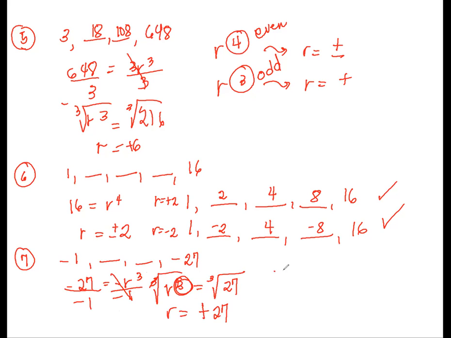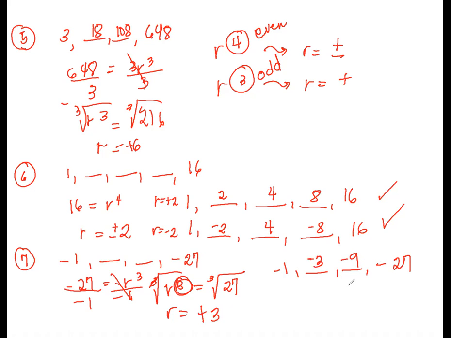So we have negative 1, blank, blank, negative 27. Ulitin nga natin. That's not positive 27, that's 3. Positive 3. So we have negative 3, negative 9, and negative 27.